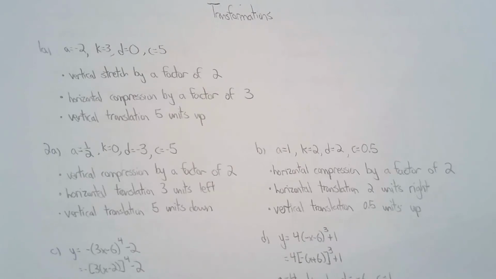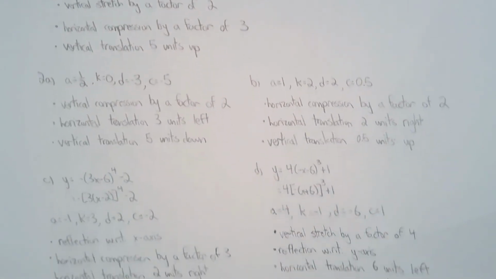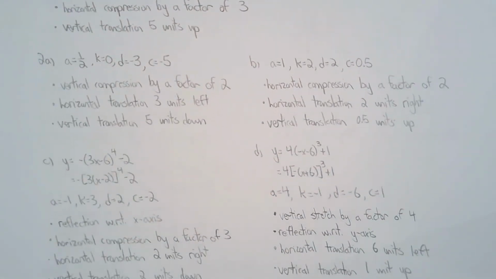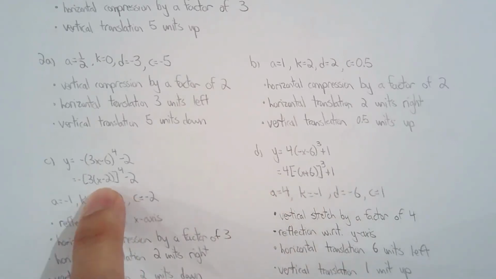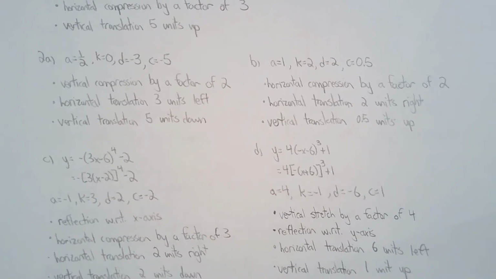For number 2, same thing, state the parameters, state the transformations. For question 2C and 2D you have to do some factoring. So just make sure K is factored out, because otherwise you'll state the horizontal translations incorrectly.